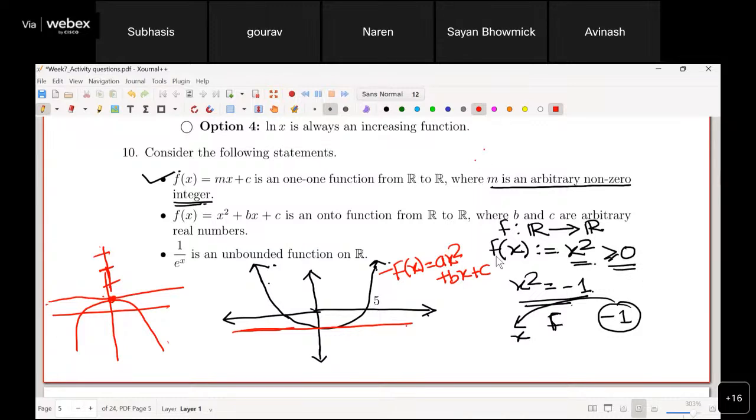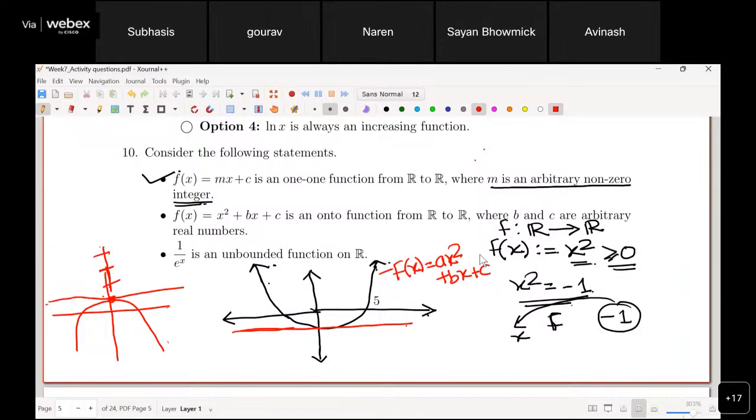Sir, in what domain can it be onto, please? You are taking the maximum possible domain R, right? You can't go beyond R, because certainly we are not dealing with complex numbers. You can't increase your domain. The only thing you can do is reduce your domain, right?